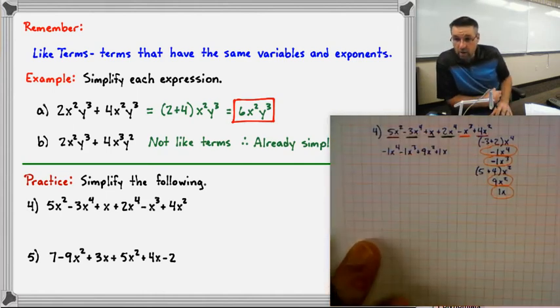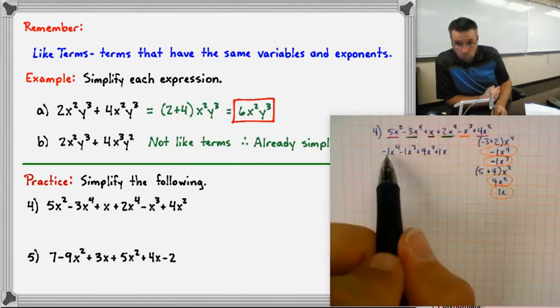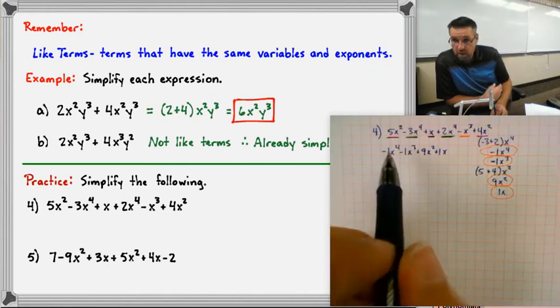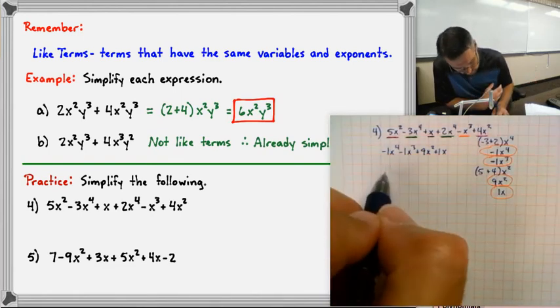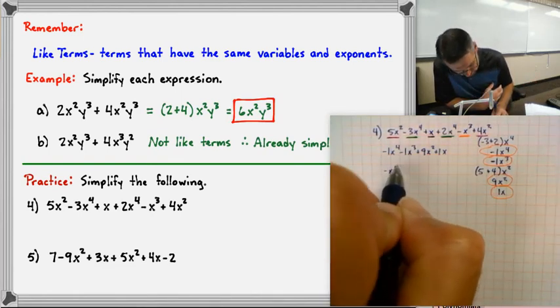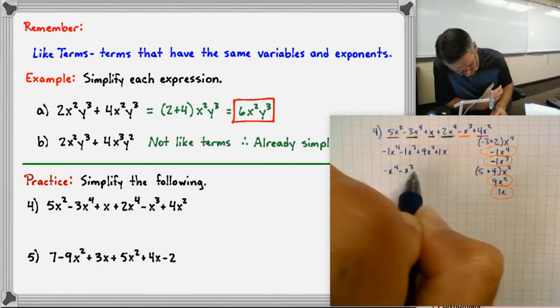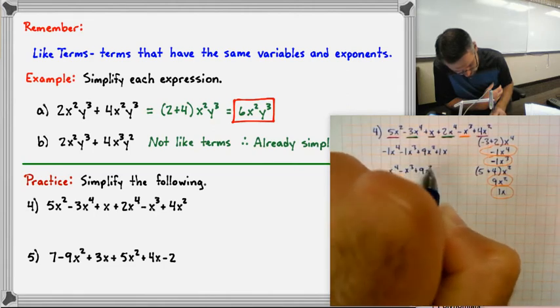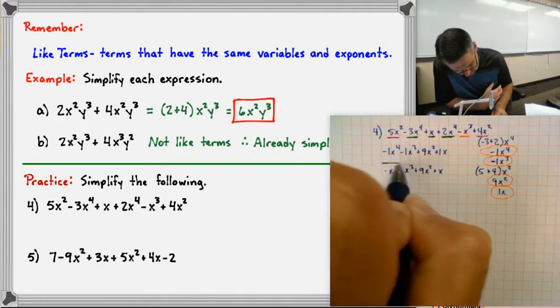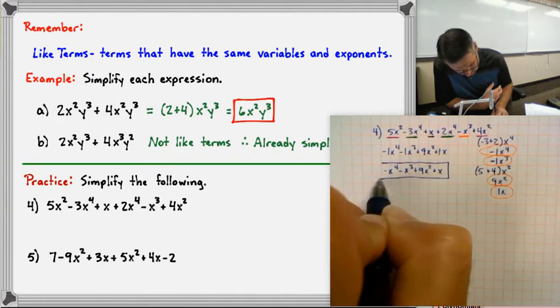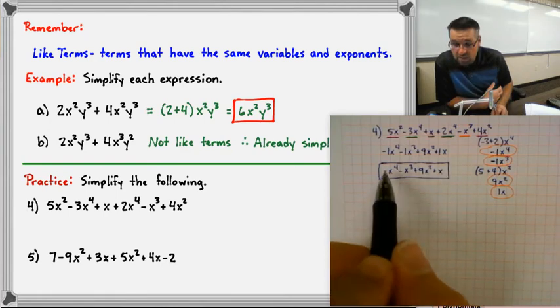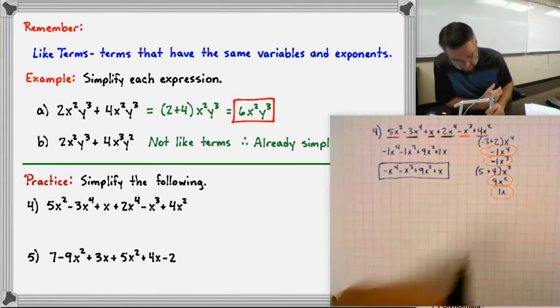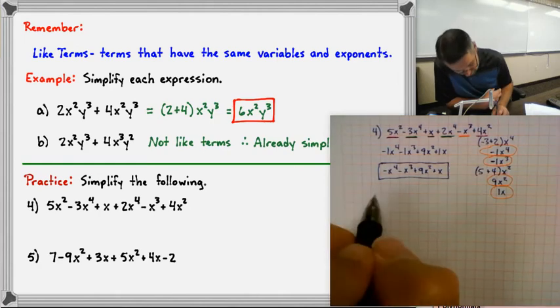Now we can call that our answer, but we don't have to put the 1s as coefficients, right? How many x's do you have? Well, you have 1. So you can just say I have x. So we would write this as -x to the fourth minus x cubed plus 9x squared plus x. And that is our simplified form. Notice the exponents did not change values. The only thing that changed were the coefficients in front. So that's the simplified form of that.